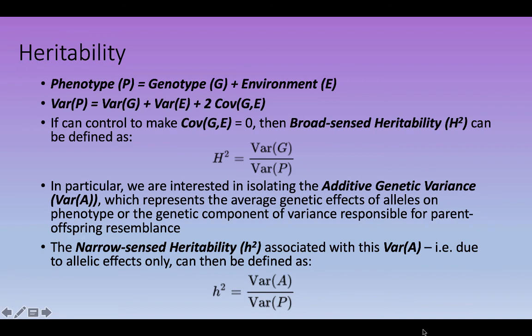If we're able to actually say, okay, I'm going to somehow make this covariation between genetics and environment equal to 0, I can calculate something called a broad-sense heritability. And a broad-sense heritability is going to basically be the amount of genetic variation divided by the amount of phenotypic variation.